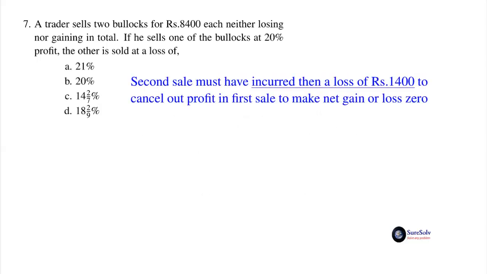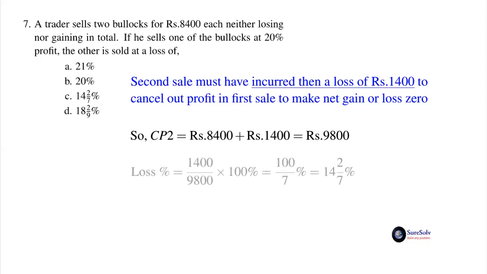As there was no net loss or gain, there must have been a loss of rupees 1,400 on the second sale. Add this loss to sale price of rupees 8,400 and get the cost price of the second bullock at rupees 9,800. As percentage of cost price rupees 9,800, this loss of rupees 1,400 is 14.2/7%. Answer is option C, 14.2/7%.